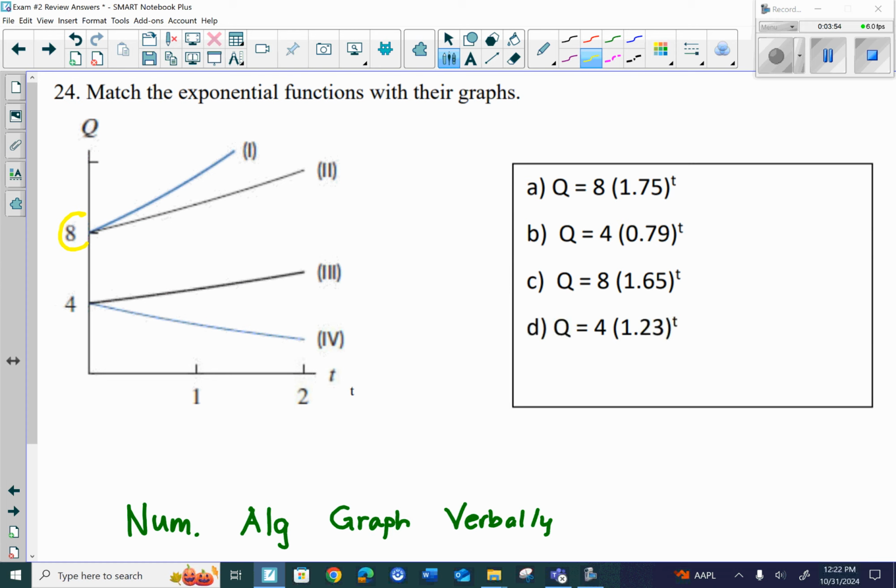I tend to look at the initial value first. I see 8 and I see 4. And so I know that my initial value here is 8 in there and 8 there. So I know that A and C go to graphs 1 and 2. Then I go over to the growth factor, and I see that 1.75 is a little higher than 1.65, and graph 1 is growing faster, so I know then that letter A goes to graph 1. So, by deduction, C would go to number 2, but we also see it's a lower growth factor, so that is number 2.